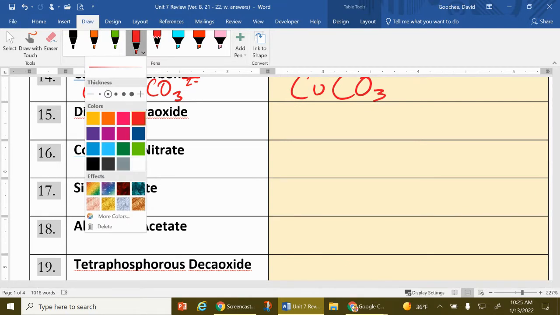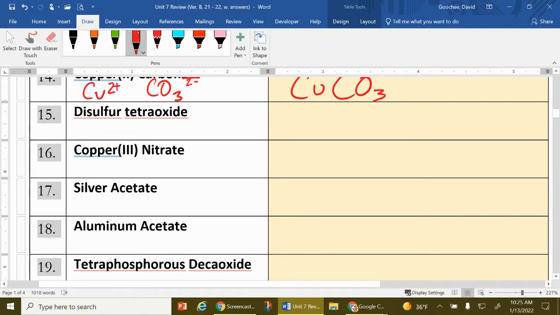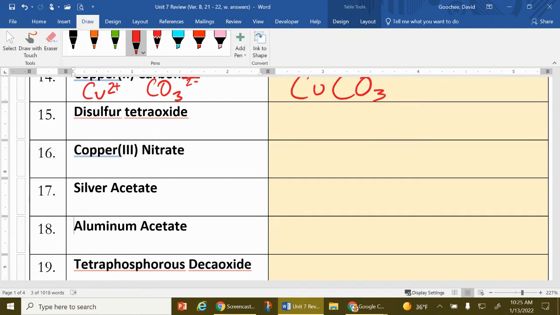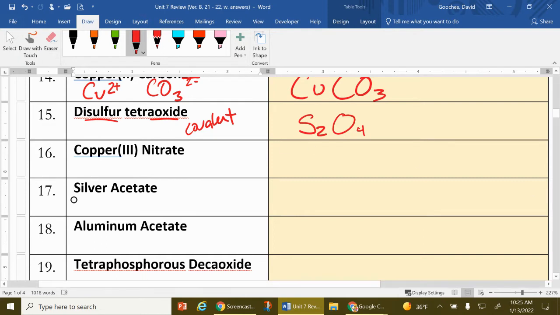Disulfur tetraoxide. That sounds weird. Why? Because of the di's and the tetra's. That is from the covalent compound chapter. This is a covalent compound. Yuck. It's only nonmetals. So disulfur is S2. Tetraoxide is O4. So S2O4.